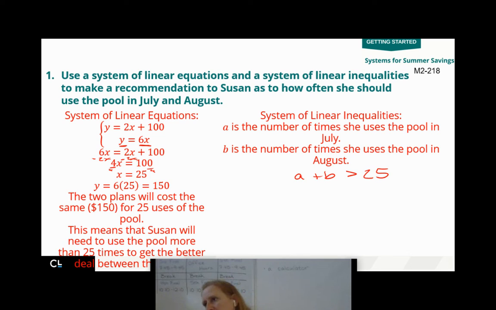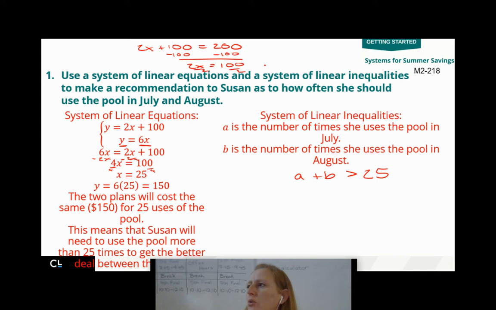Now, here's the thing. She also doesn't want to go over her $200 budget, right? That was the deal. She needs to stay under that budget. So real quick, I'm going to do some work here. That whole 2x plus 100 is going to max out at $200, right? We don't want to go over that $200. So I've got 2x equals 100. If we divide by 2, that means x equals 50. Okay. So if she goes to the pool more than 50 times, she's going to go over budget.